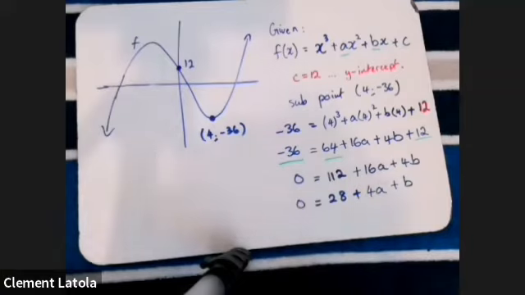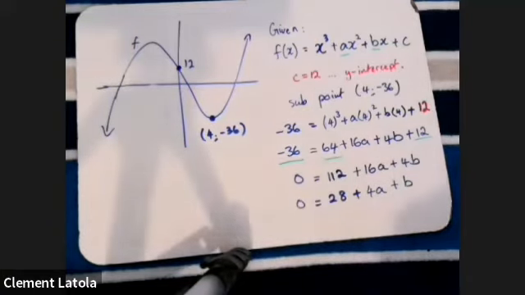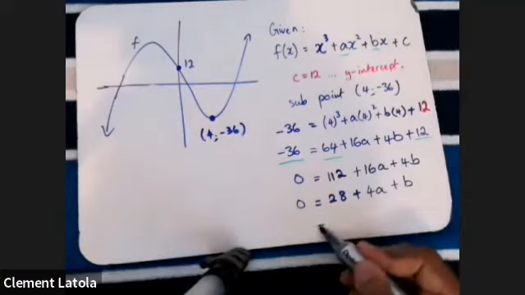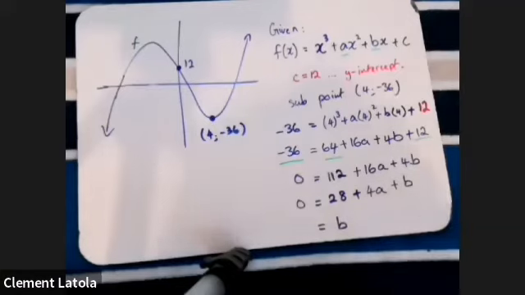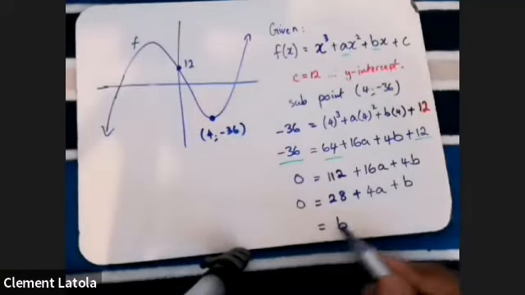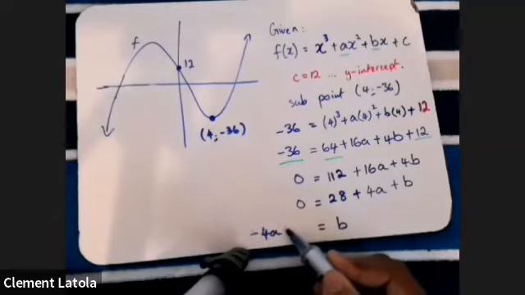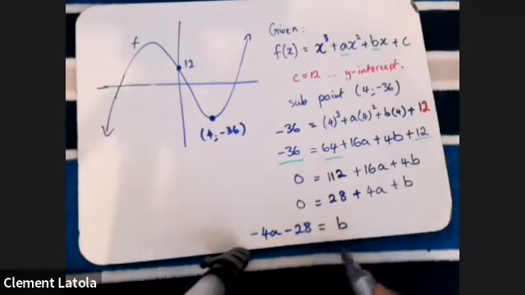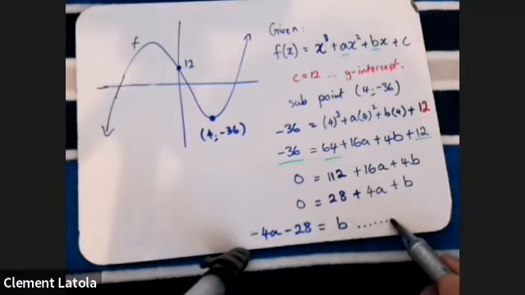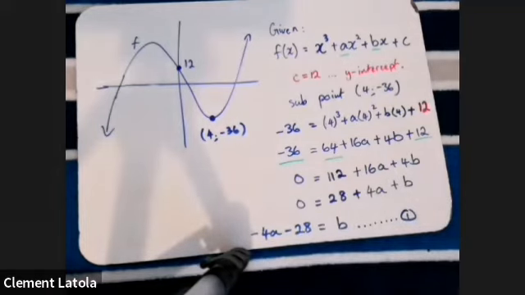Now, I said we're going to be using the substitution method. So that means I need to make b the subject of the formula. I'll keep b on this side, and I'll take everything else across, meaning that b is equal to negative 4a minus 28. This is an equation for b. I'll label this as equation number 1.